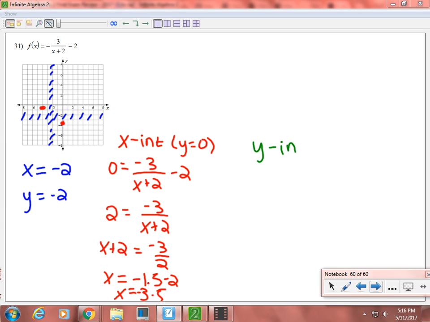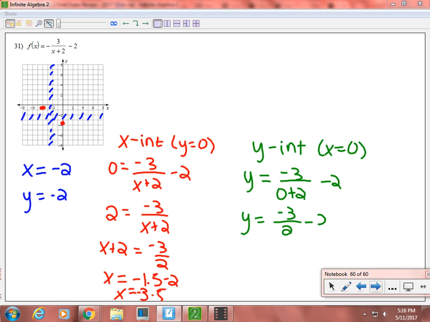So now I need my y-intercept, meaning that x is going to equal 0. So I get y equals -3 over 0 plus 2 minus 2. -3 over 2 minus 2. So -1.5 minus 2. The y value is also going to be -3.5, which is coincidental. That's not a usual thing. So I went up 2 and over 1 and a little. So I'm going to go down 2 and over 1 and a little. So that's enough so that I can graph my points.